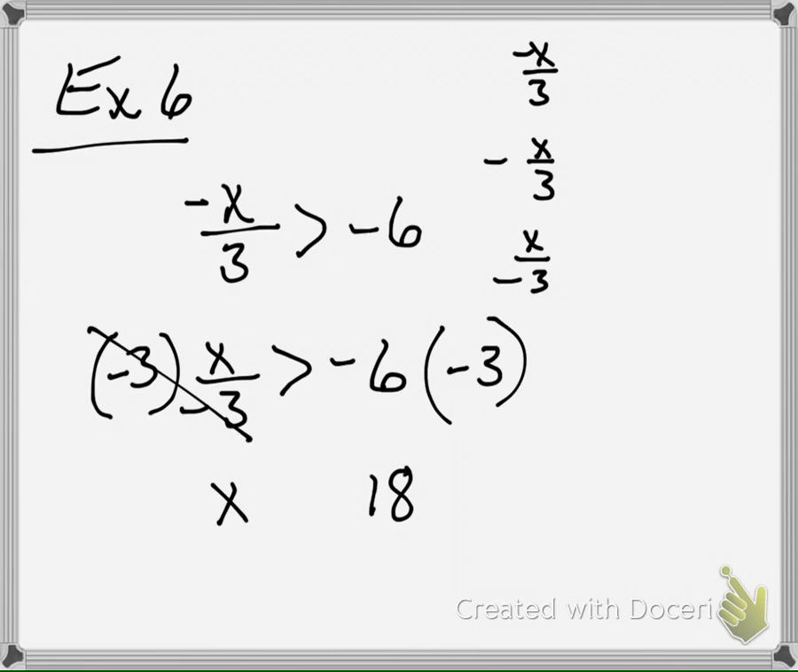They were so good. All right, so multiplied by a negative, you should have lights going off in your head because you need to flip that sign when you multiply by a negative, don't you? So we're going to go from greater than to less than. X is less than 18.